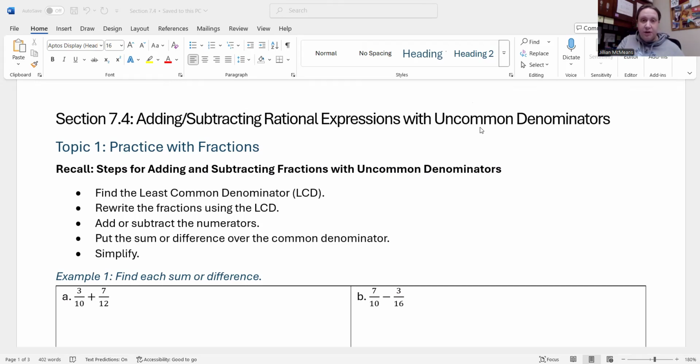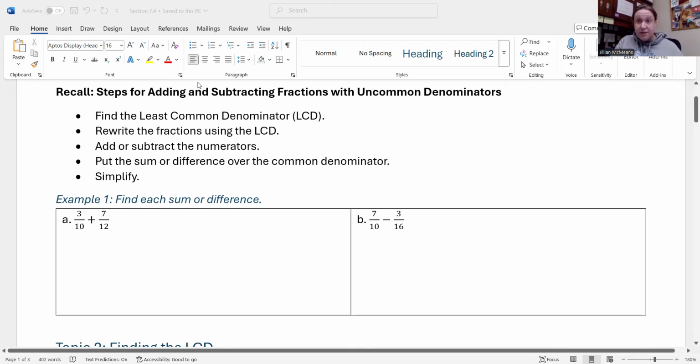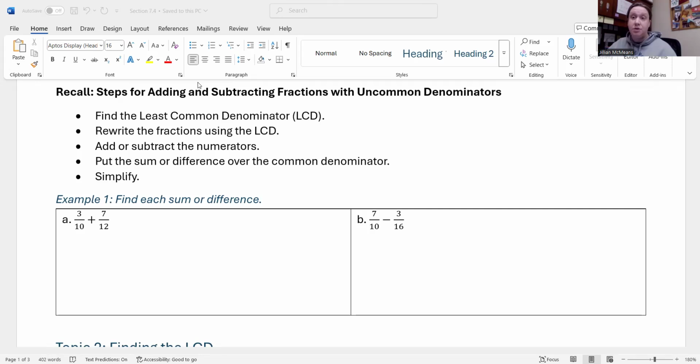It says find each sum or difference. I am going to go through this step by step so you can later relate the steps I show you here to what's going to be happening with the rational expressions. So we have 3/10 plus 7/12. We need to find an LCD. There's a table that you can use to find an LCD. When it comes to just dealing with fractions, the table can be helpful, but it's not quite as necessary. However, with rational expressions, you really do need to understand how the table works.